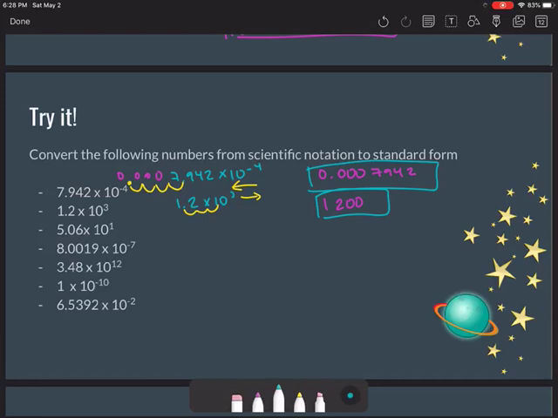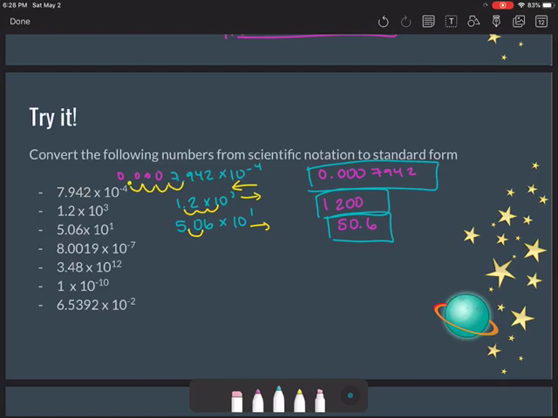My next one, I've got 5.06 times 10 to the power of 1. My exponent is positive. I am moving that decimal over to the right, so I should end up with a bigger number. How many times am I moving it? I'm only moving it once, so I move it over there. So I end up with a final number of 50.6. Notice that I do not have any gaps or bumps to fill with zeros in this case. That is a-okay. I'm only filling in with zeros if I have more bumps to spare.